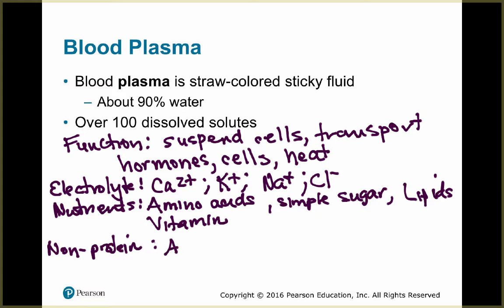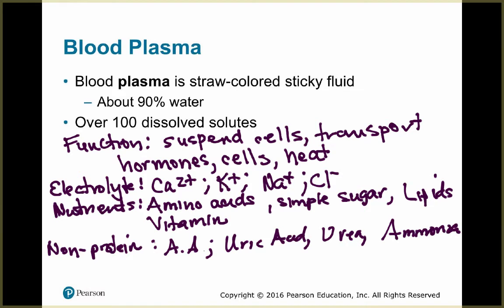So again, amino acids fit into this. You have things like uric acid, urea, or ammonia. These are all different waste molecules that need to be removed. You have things like creatine that is in there, along with creatinine. So these are all different molecules that are important for cell function.